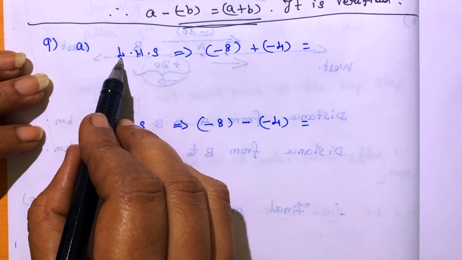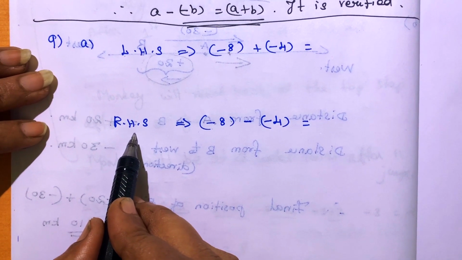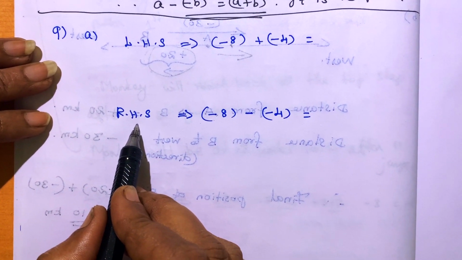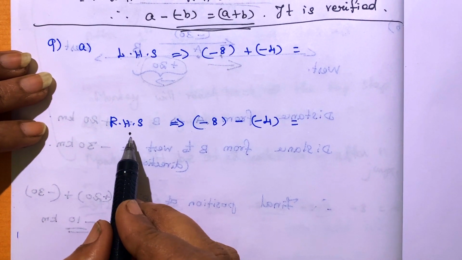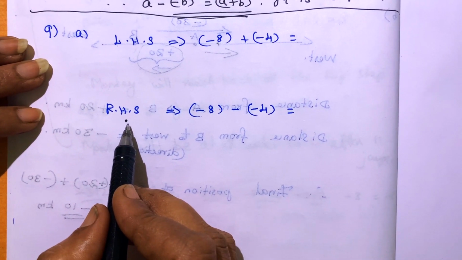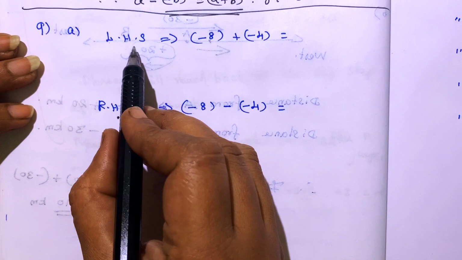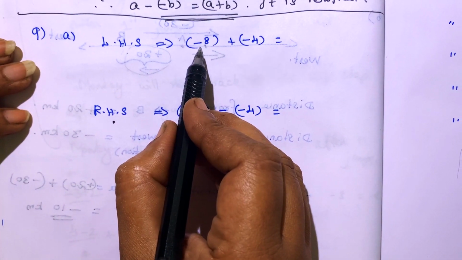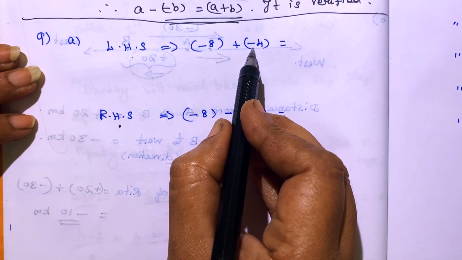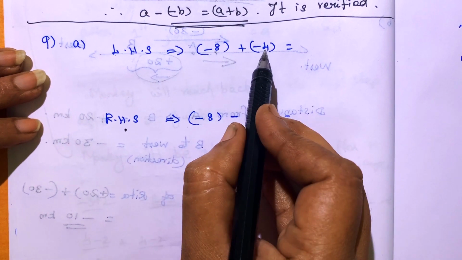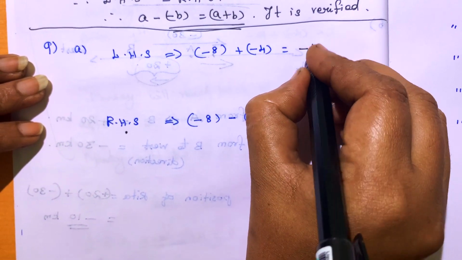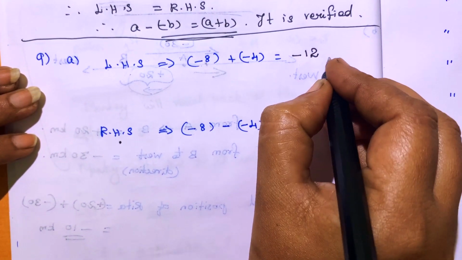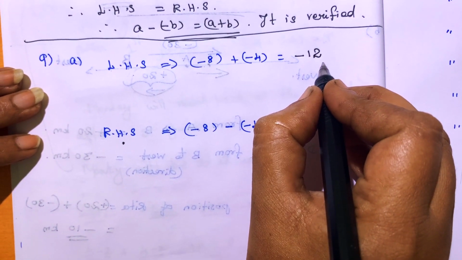Left hand side you have to find out. At the same time you have to find out the right hand side also. Then you have to compare left hand side and right hand side, which is greater or which is equal to. Right? So left hand side is given as -8 plus -4. Both are negative integers, so you can add as it is. So -12 is the answer. Left hand side you got -12.